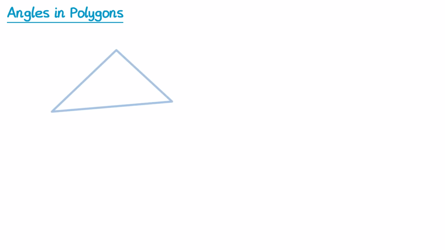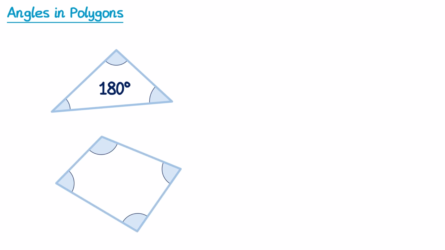You may already know that the angles inside a triangle add up to make 180 degrees. You may also know that the angles inside a 4-sided shape, a quadrilateral, add up to 360, but many people don't know why. The reason it's 360 is we can split a quadrilateral into 2 triangles like this. Each of the angles in these triangles will add up to 180 degrees. So we have 2 lots of 180 degrees, which is 360.